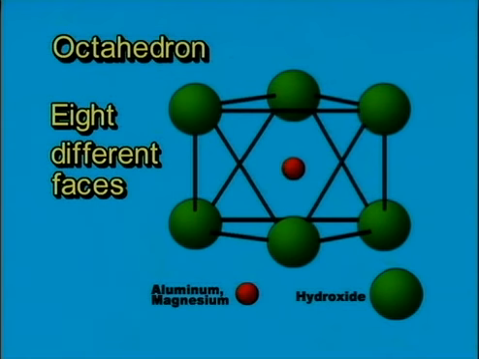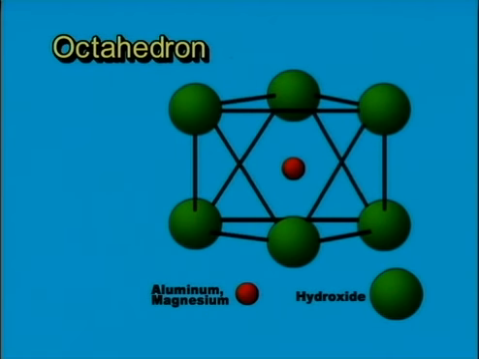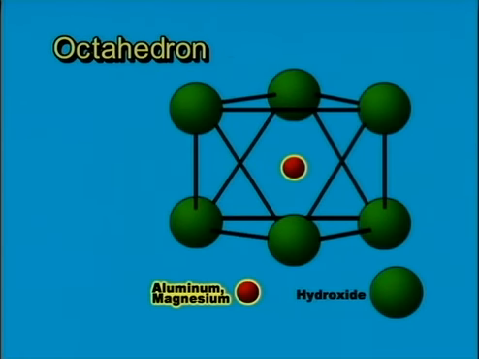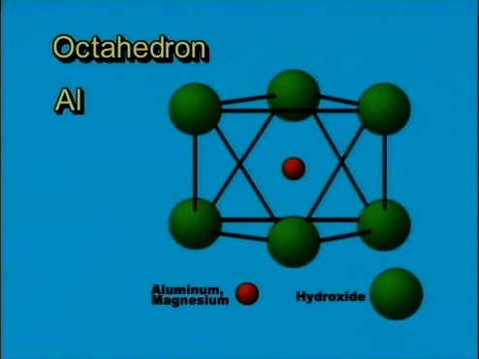The octahedron consists of hydroxide ions, that is an oxygen with a hydrogen attached, and in the central cavity we have either an aluminum or a magnesium. Most often this will be aluminum as a central cation. Aluminum has a charge of +3. Each of these hydroxides has a charge of -1.